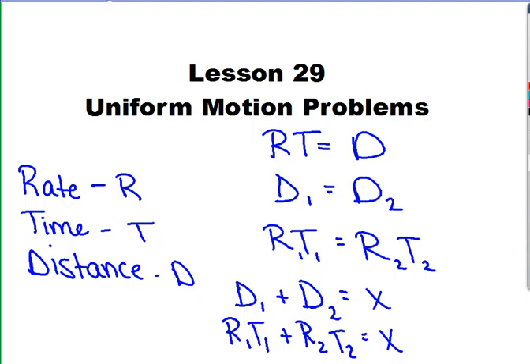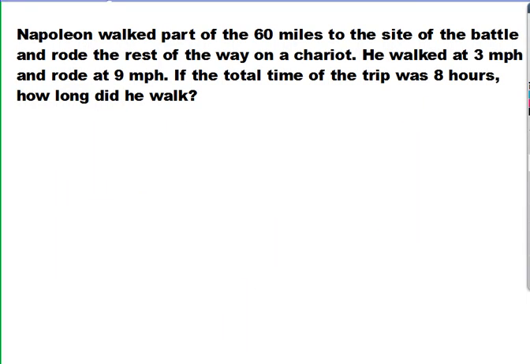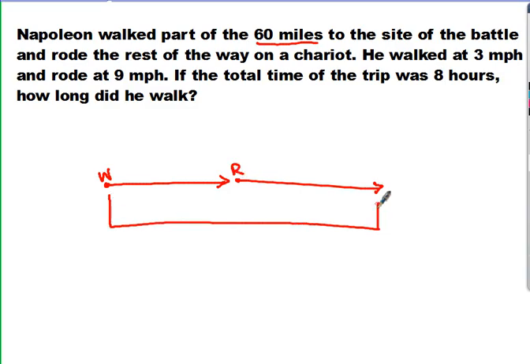So let's look at an example of this. Napoleon walked part of the 60 miles to the site of the battle and rode the rest of the way on a chariot. So Napoleon walked part and rode part. Now we know that the whole trip is 60 miles. So here's his starting point. This part he walked, and then from here to here he started to ride. This whole distance is 60 miles. So that's all the information that we've gained from the first sentence.